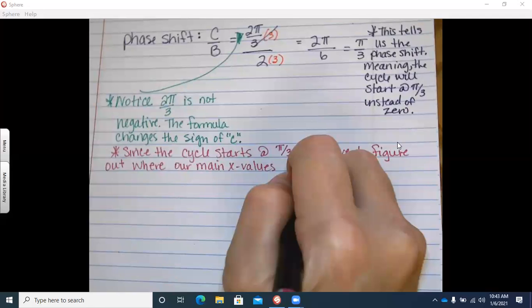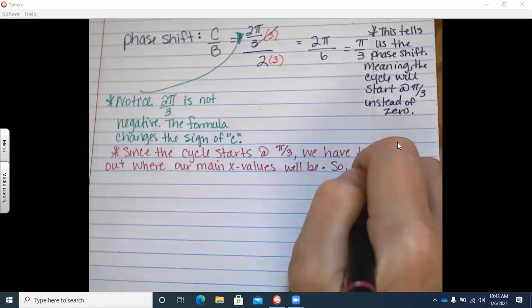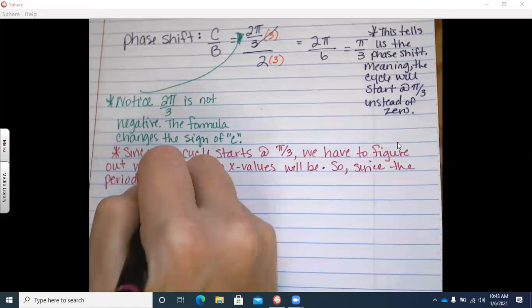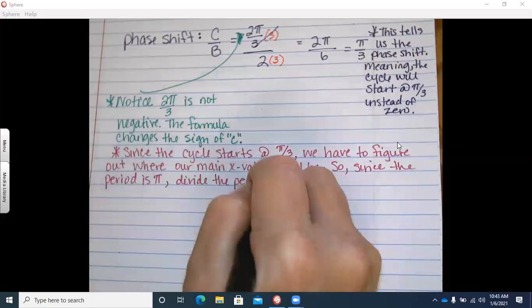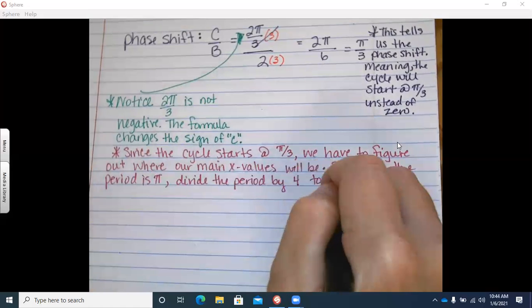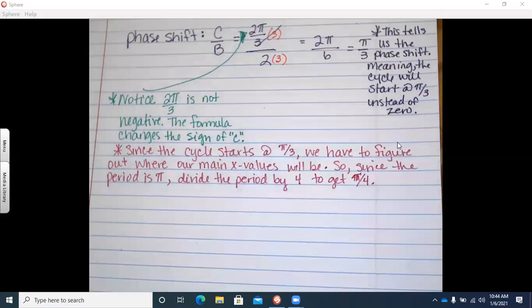So since the period is pi, divide the period by 4. Do you know how we have it in 4 equal sections? To get pi fourths. So 1/4 of the way through is going to be pi fourths long. Pi fourths, pi fourths, pi fourths, plus pi fourths, you're going to get 4 fourths pi, which is 1 pi, right?